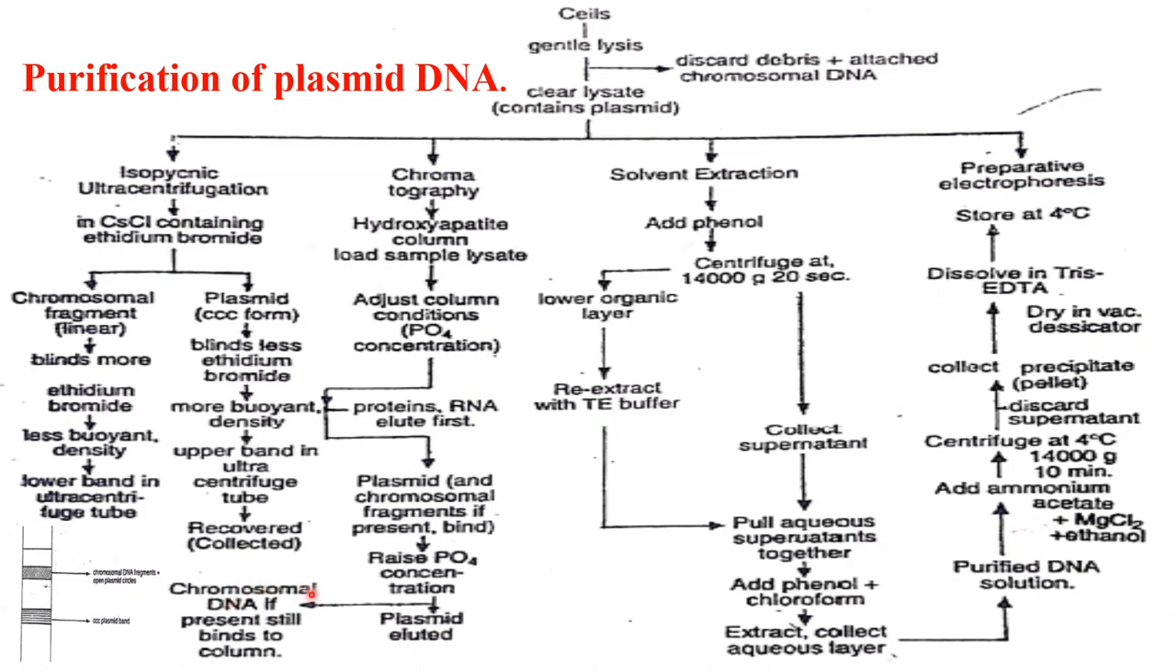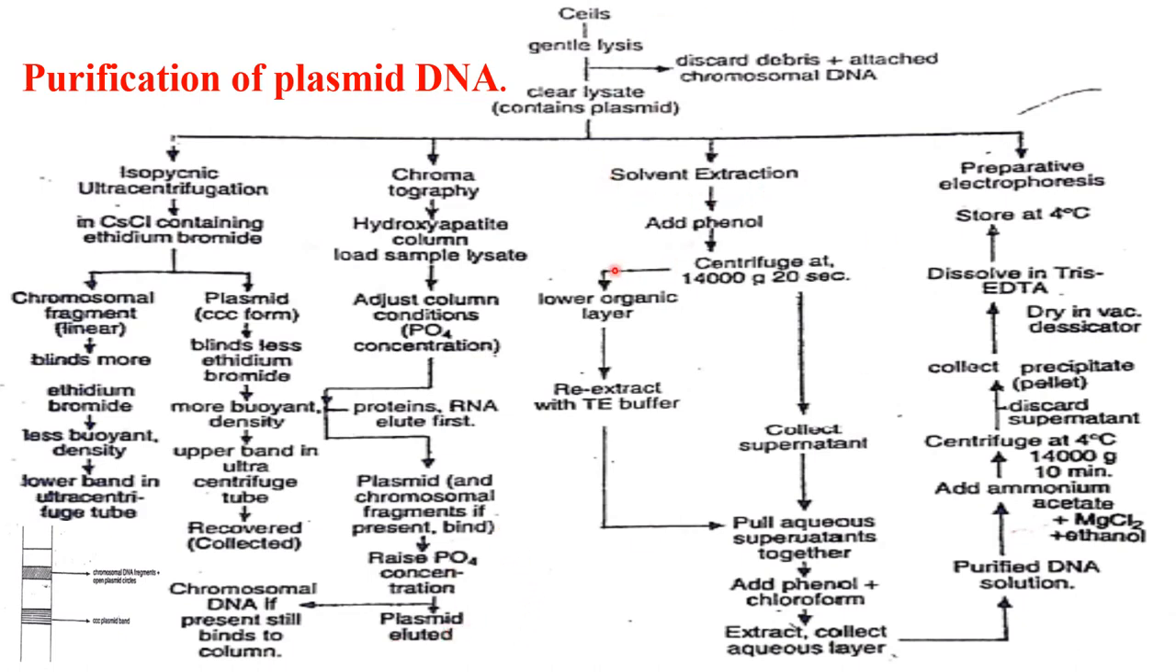If chromosomal DNA is present, it will still bind to the column. So in this column chromatography we can elute the plasmid, whereas the chromosomal DNA contamination, if it is present, will bind to the column. Usually by increasing the PO4 concentration we can elute the plasmid from the column.